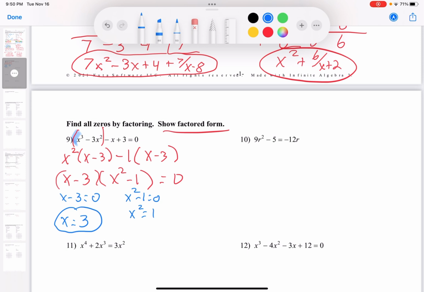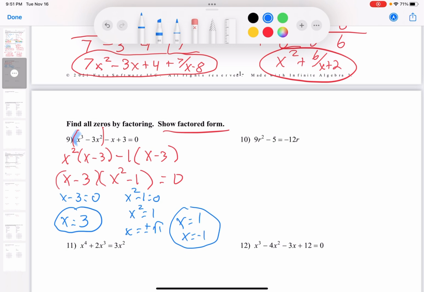So it's square root both sides. You get x is equal to, remember, plus or minus the square root of 1. Square root of 1 is just 1, so your solutions would be x is equal to 1 and x is equal to negative 1, which is 1 or negative 1. So there are your 3 zeros for that one.